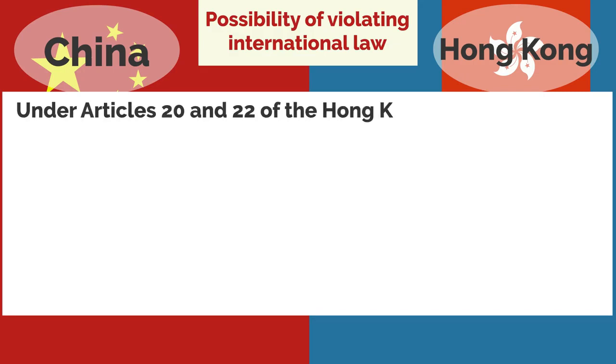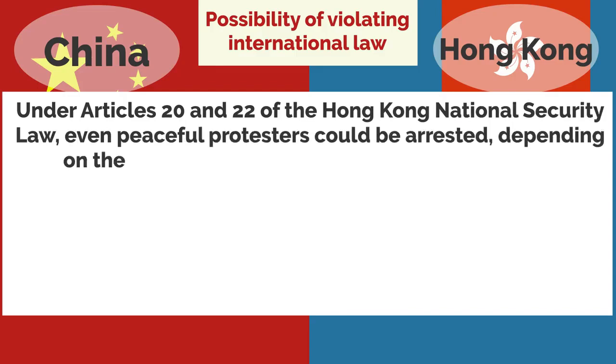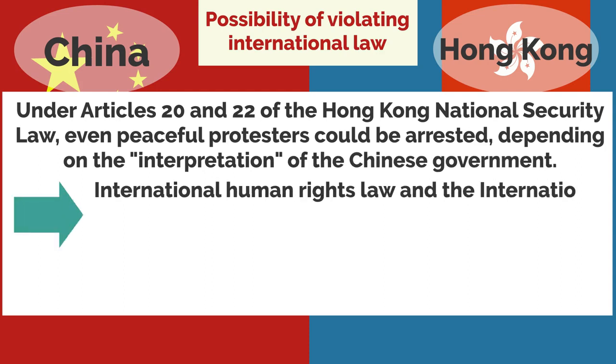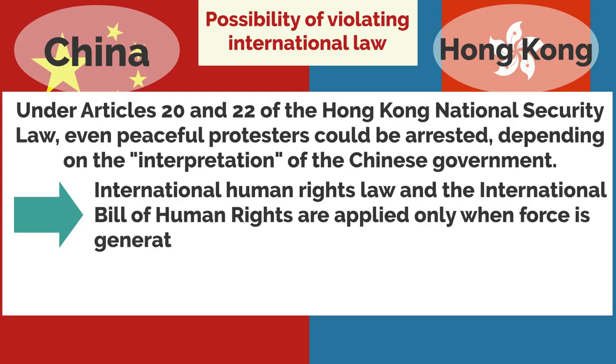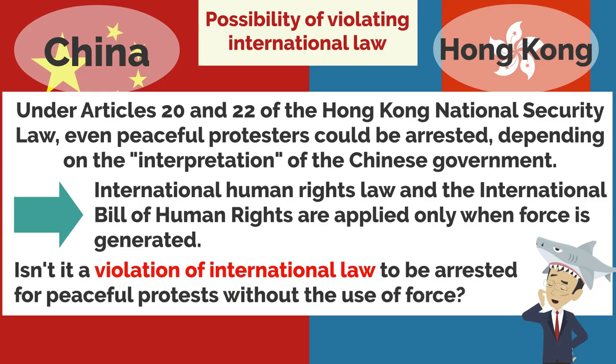Under Articles 20 and 22 of the Hong Kong National Security Law, even peaceful protesters could be arrested, depending on the interpretation of the Chinese government. International human rights law and the International Bill of Human Rights allow restrictions only when force is used. Isn't it a violation of international law to be arrested for peaceful protests without the use of force?